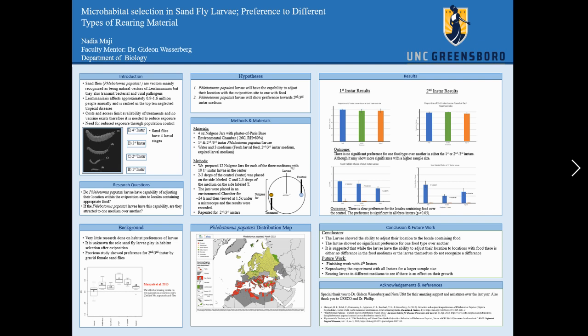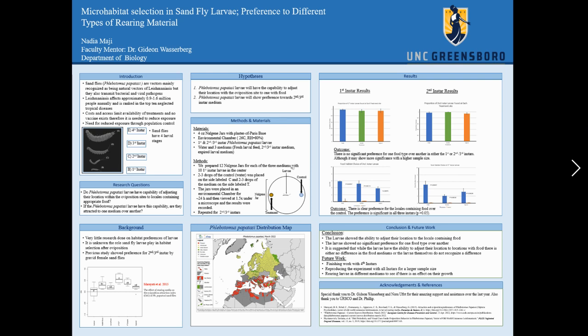For our research questions, we were questioning whether sandfly larvae have a capability of adjusting their location within the oviposition sites to locales containing appropriate food. And if they have this capability, are they attracted to one medium over another?